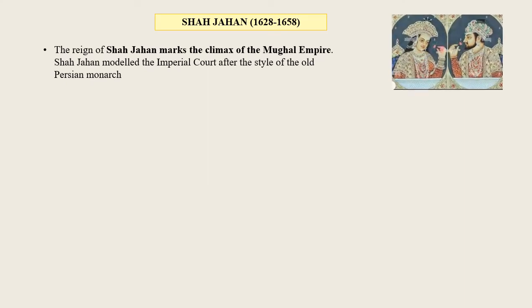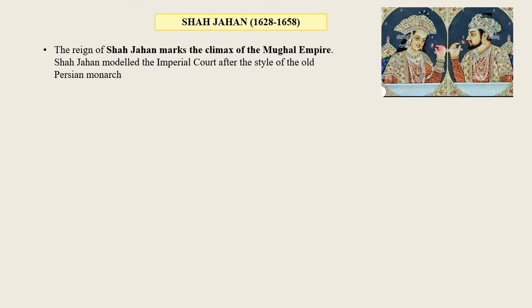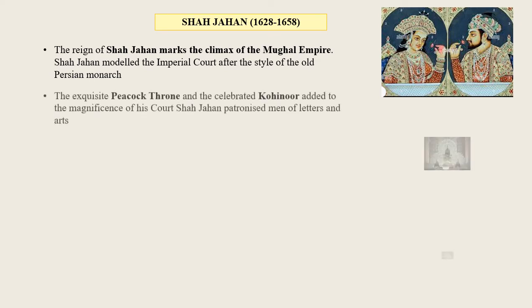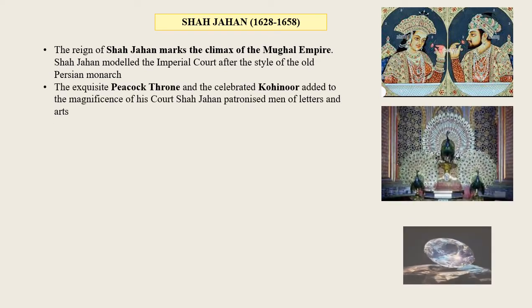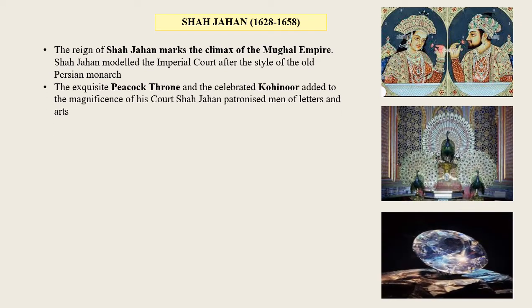Shah Jahan, 1628 to 1658. The reign of Shah Jahan marks the climax of the Mughal Empire. Shah Jahan modeled the imperial court after the style of old Persian monarchs. The exquisite Peacock Throne and the celebrated Kohinoor added to the magnificence of his court. Shah Jahan patronized men of letters and arts.